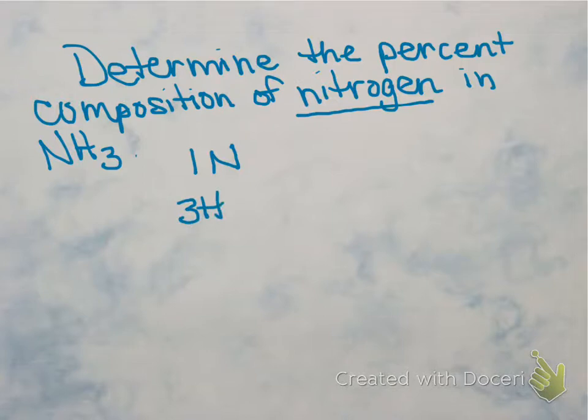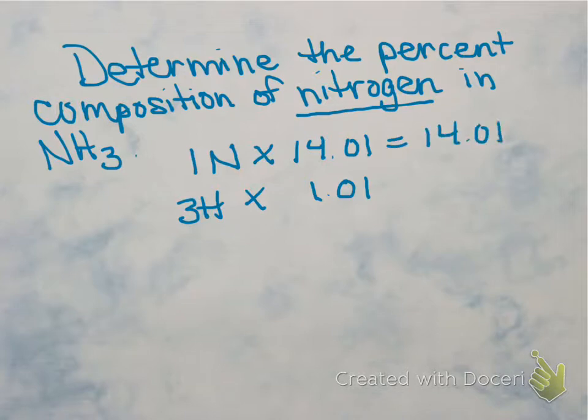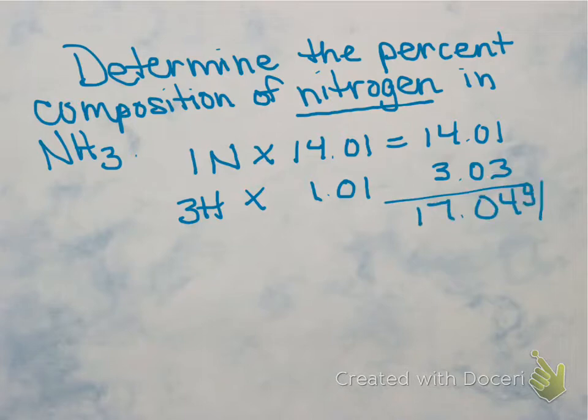If we look at our periodic table, nitrogen has a mass of 14.01. Hydrogen has a mass of 1.01. So that gives us 14.01 plus 3.03, so 17.04 grams per mole.